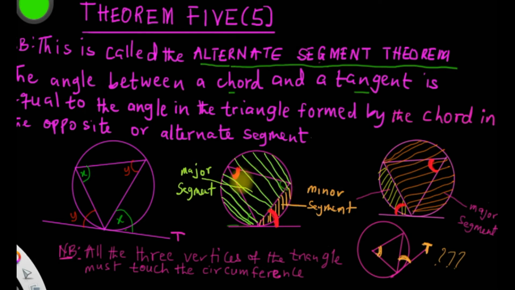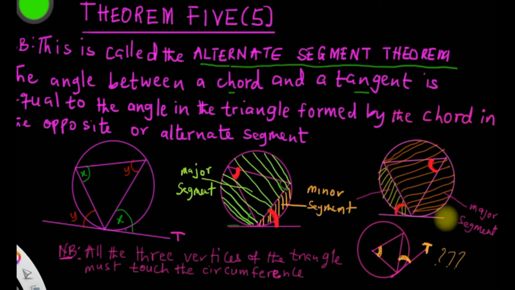Okay, let us look at this side in this diagram. So this one is the minor segment. This is the major segment, from here to here is the major segment, and the one in green is the minor segment.